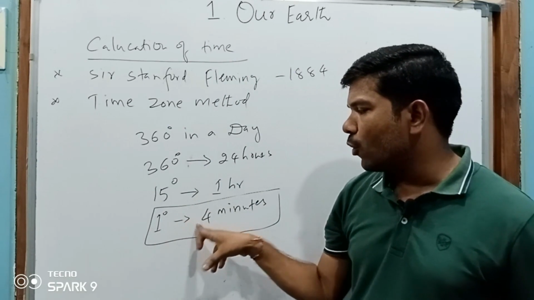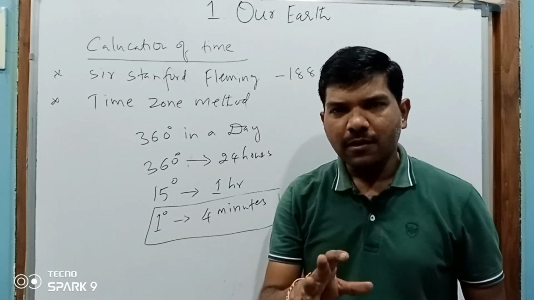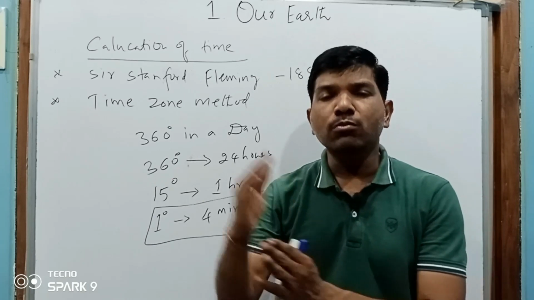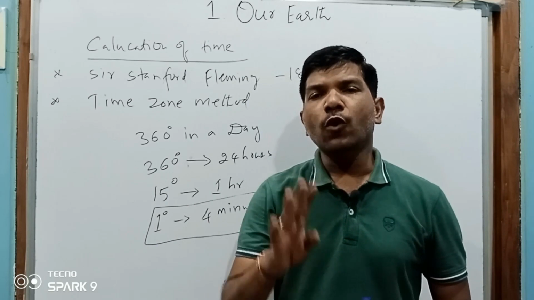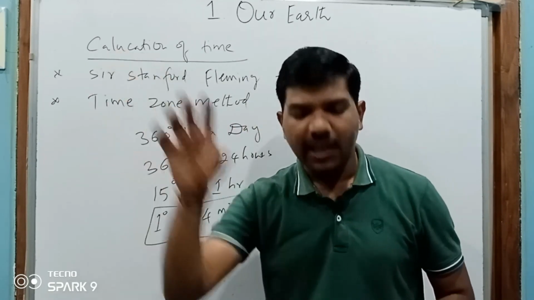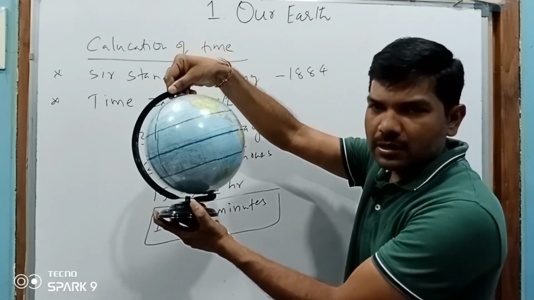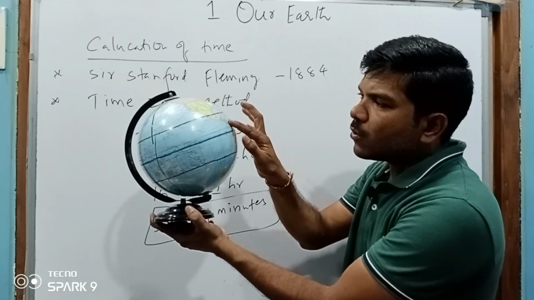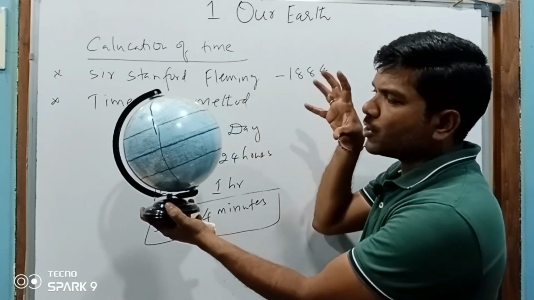It takes 4 minutes. Earth takes 4 minutes for the sun's position to move 1 degree longitude. I repeat, Earth takes 4 minutes for the sun's position to move 1 degree longitude. For example, this is our Earth. To move one longitude, the sun's position is here.